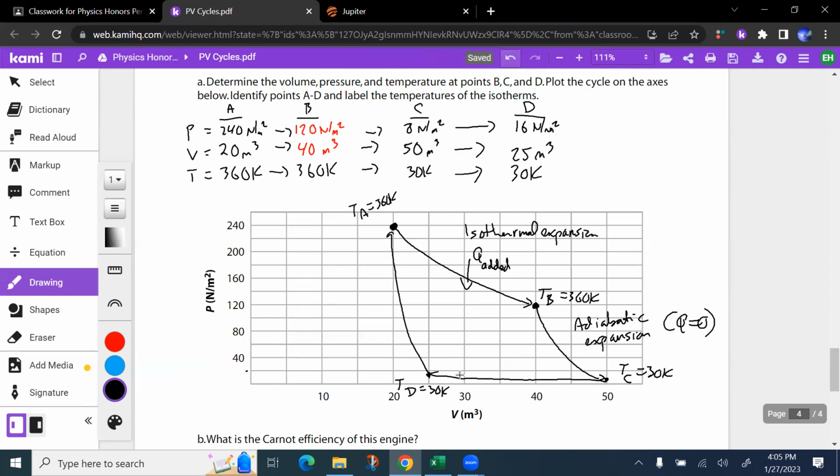So this here would be heat loss or heat removed. Okay, and this is isothermal compression. As you can see, the volume is getting smaller. Where this over here is adiabatic compression, where there's so much work done to increase the internal energy and the temperature of the gas, but no heat is added during that last cycle from D to A.